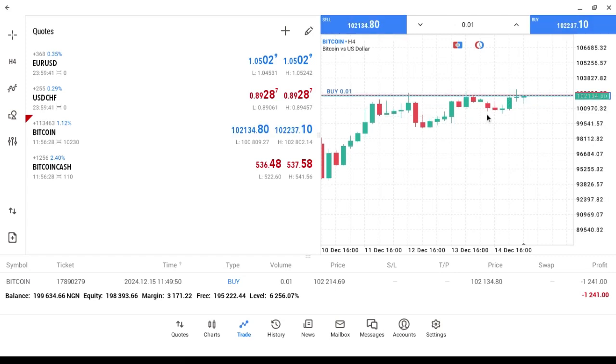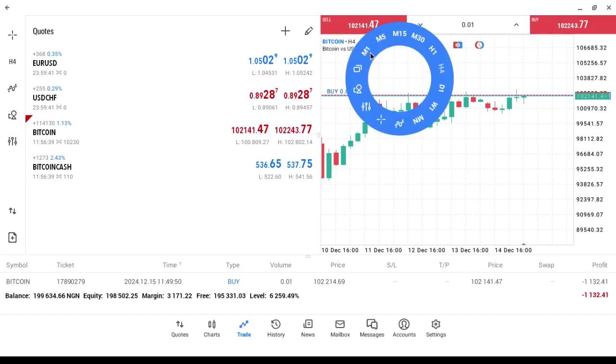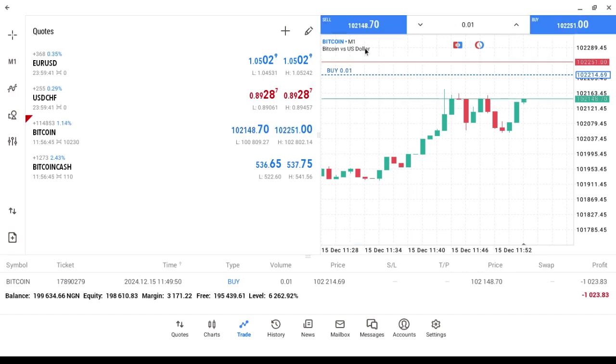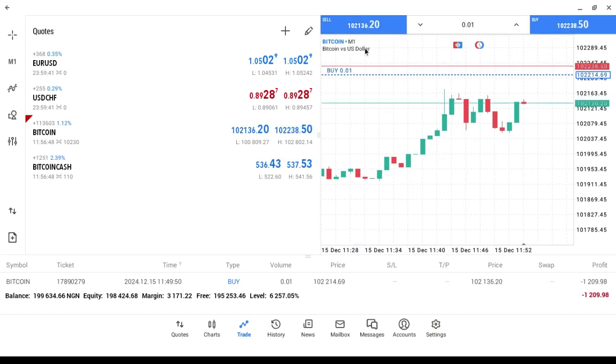Now this is the 4 hours time frame. Don't determine the spread value of a broker by the 4 hours time frame. Determine the spread value of a broker by the 1 minute time frame. So with that, you know how strong or how small their spread is. So that'll be all for today's class.